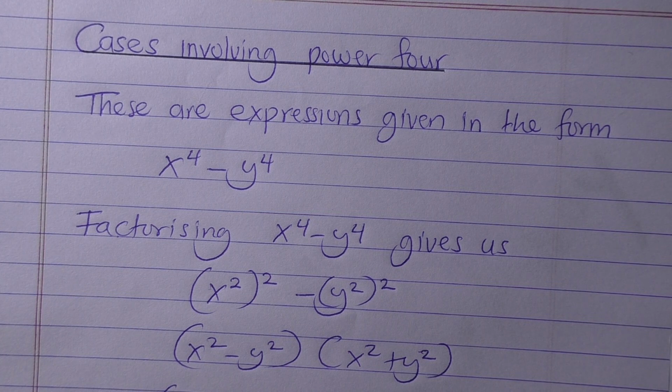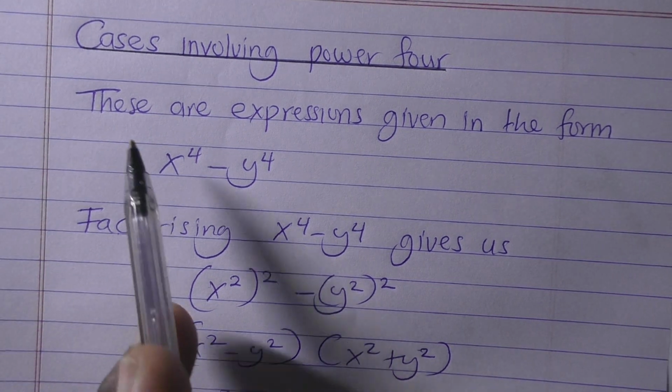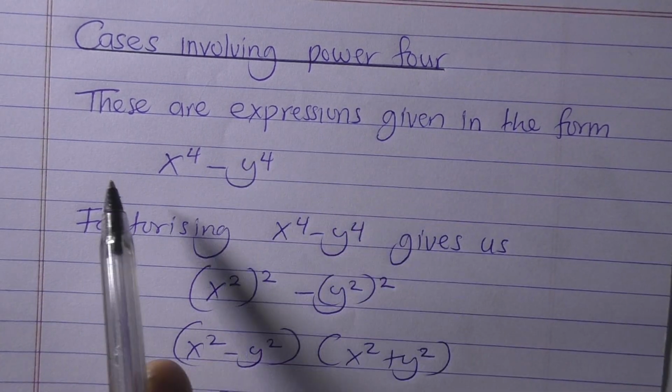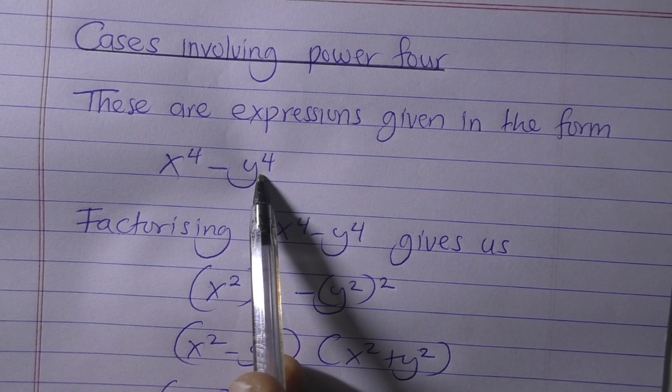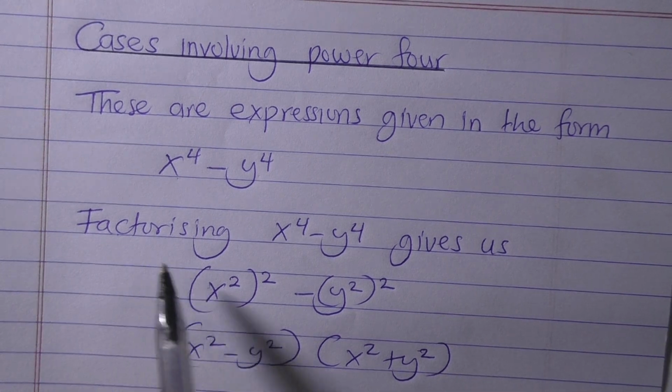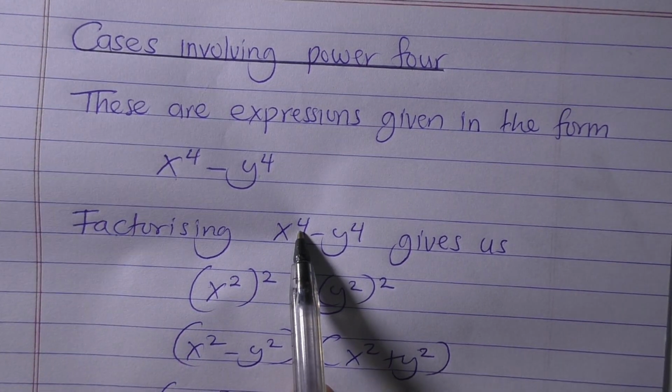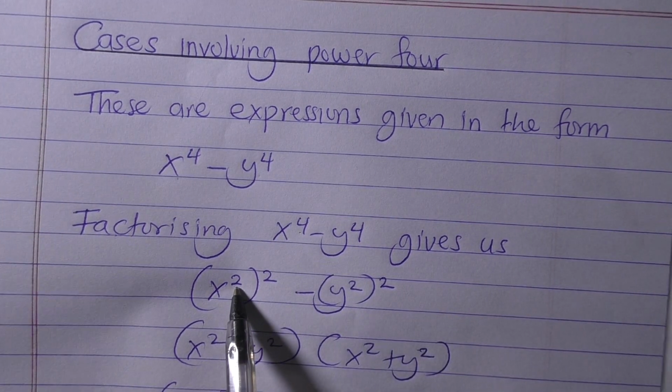We are still looking at factorization and we are looking at the difference of two squares. The difference of two squares has two parts where we consider power 2 and power 4. In our previous lesson, we've seen power 2 and now we are going to look at how we consider power 4. The cases involving power 4 are expressions in the form of x power 4 minus y power 4. And we are going to factorize this by changing the power 4 into square.